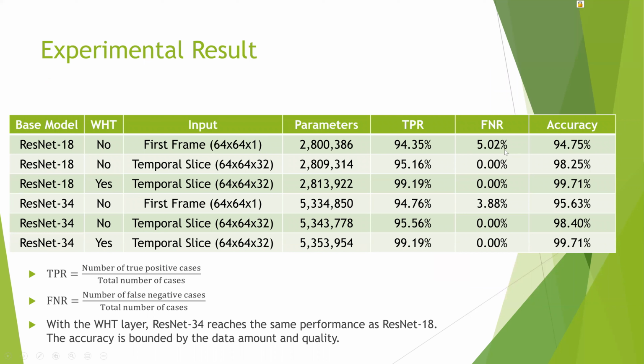Now let's discuss our results. So what we are doing, we compare our results with the regular ResNet. That means that we only feed one frame, and also we compare results that feed the temporal slices but do not apply our Walsh Hadamard transform layer. So you can see that we have better accuracy on ResNet 18 and ResNet 34. And also you can see from here, if we feed the temporal slices, there will be no false alarms. So that's why we need to use the video.